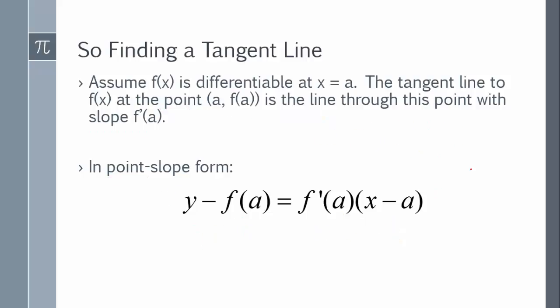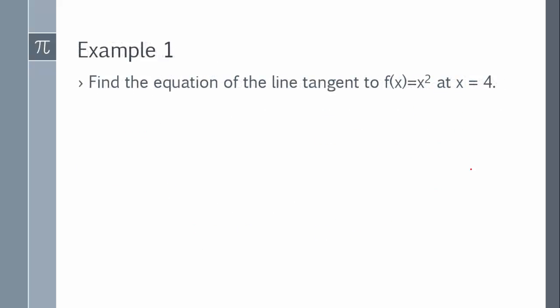Okay, so let's do some examples. Let's find the equation of the line tangent to f of x equals x squared at x equals 4. All right, so first thing we got to do is get the slope of the tangent line. So we need f prime of 4. And as we said, that's the limit as h approaches 0 of f of 4 plus h minus f of 4 all over h. All right, we have to evaluate some functions at different values.